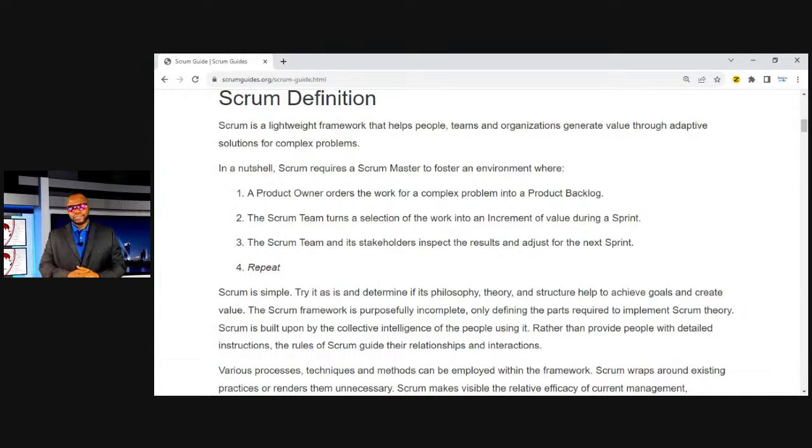Wow. For those of you Scrum Masters thinking that you are insignificant, you need to have a rethink. You are very significant. It reads, the Scrum Master fosters an environment where a product owner orders the work for a complex problem into a product backlog. My goodness. So you Scrum Masters who feel you're insignificant, or you're the errand girl or errand boy, you need to have a different mindset.